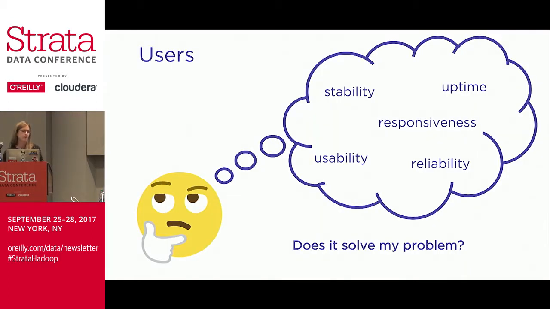So what does a user care about? They want stability. They want to make sure that their data is always there. They want it to be reliable. They want it to be fast, always there and easy to use. And above all, does it solve my problem?